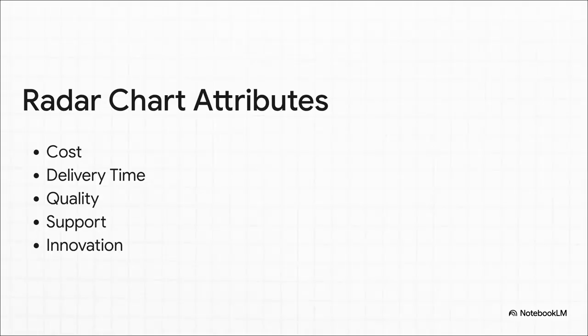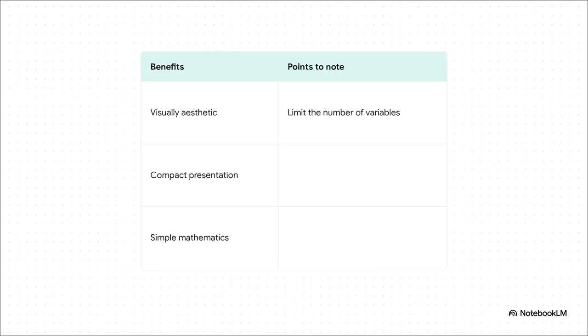But what if you need to see performance across a bunch of different things at once, like cost and quality and delivery time? That's where the radar chart, sometimes called a spider diagram, is perfect. It plots each variable on its own axis, creating this shape that gives you a super fast visual summary of the overall performance.